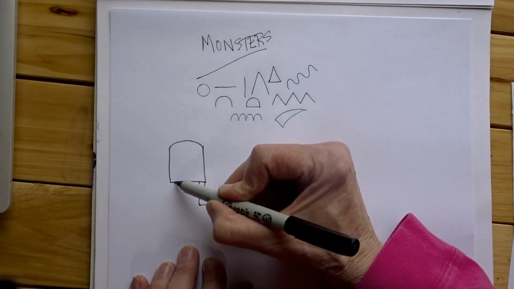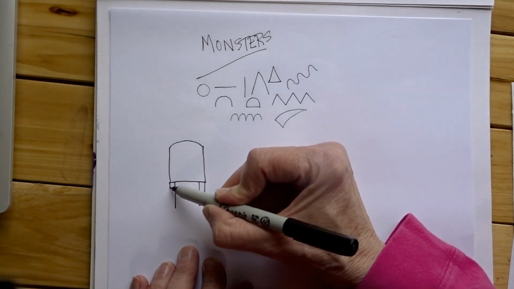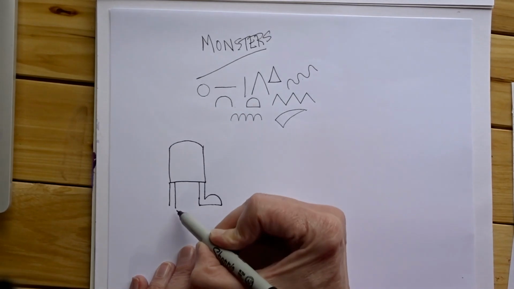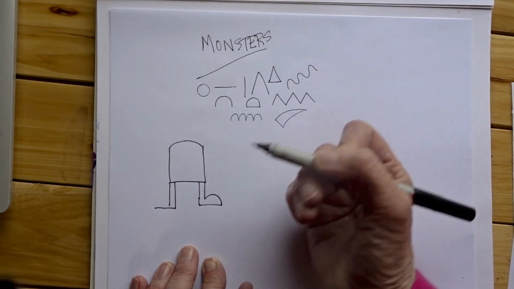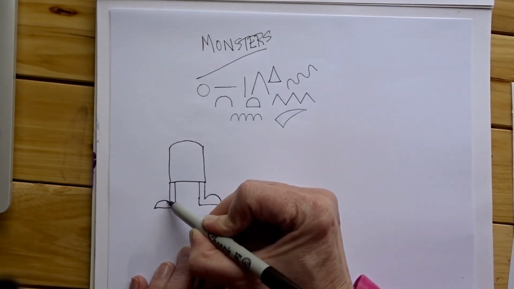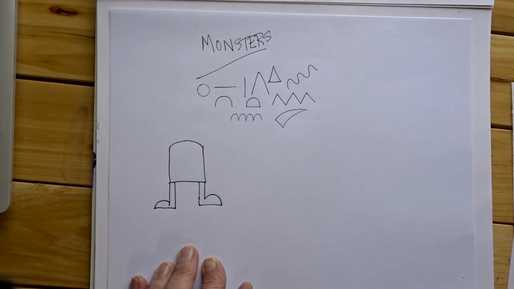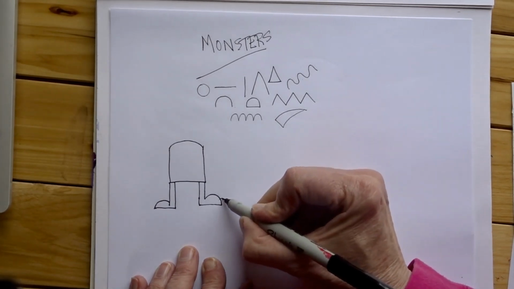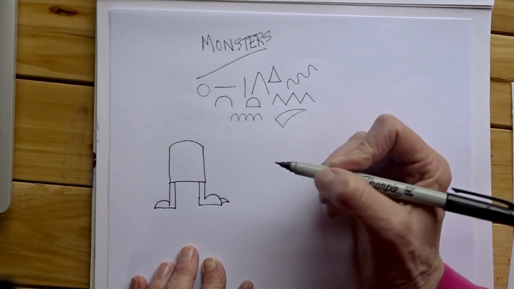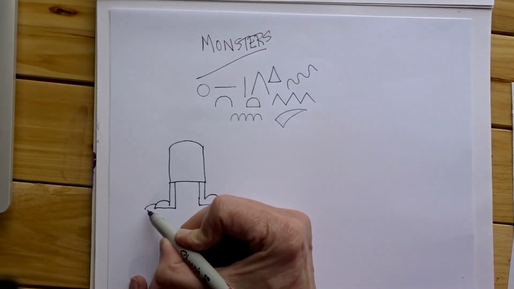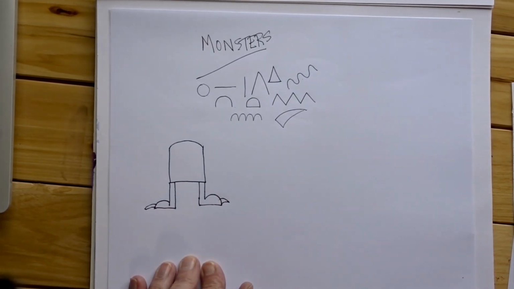So let's try it again. Long rectangle. Nothing has to be perfect here. It's a monster, right? We can make it up. And there's a foot. He needs a claw. What do you say? Big old toenail that needs to be trimmed, right?